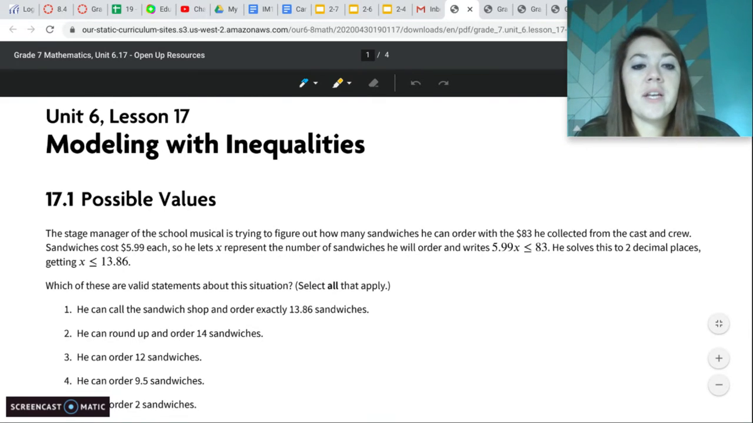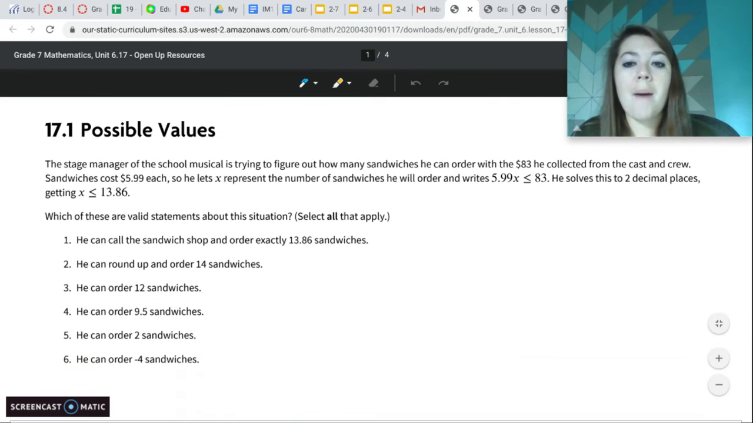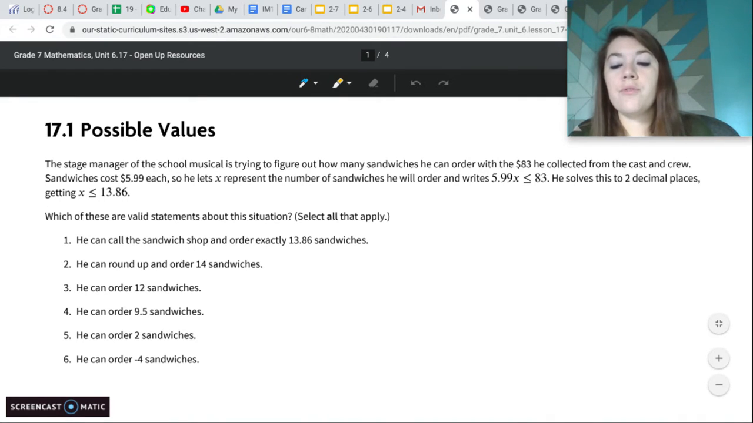Possible values. A stage manager of the school musical is trying to figure out how many sandwiches he can order with the $83 he collected from the cast and crew. Sandwiches cost $5.99 each, so he lets x represent the number of sandwiches he will order and writes 5.99x is less than or equal to 83. He solves this to 2 decimal places, getting x is less than or equal to 13.86. Which of these are valid statements about this situation?